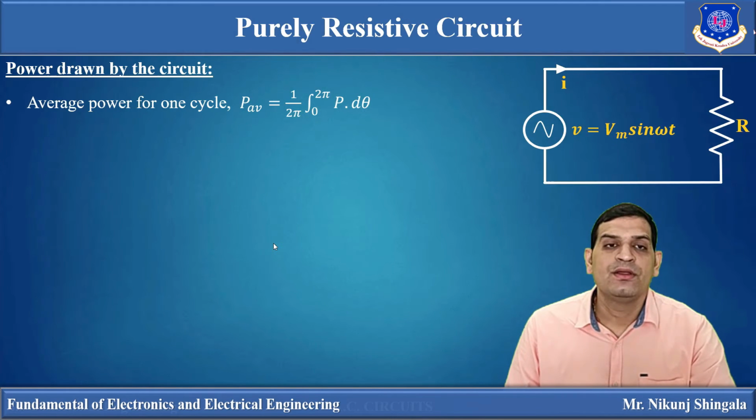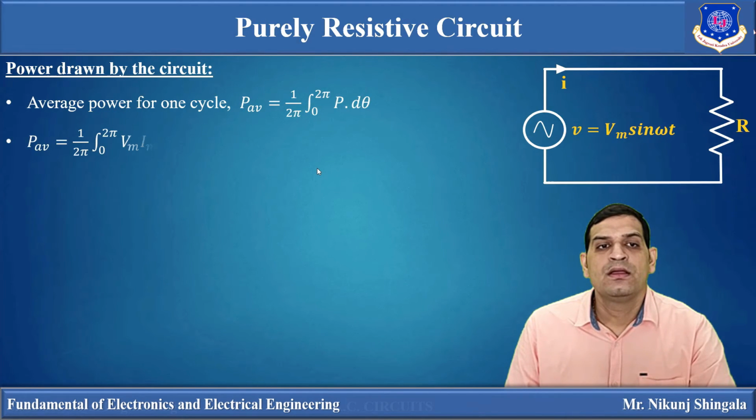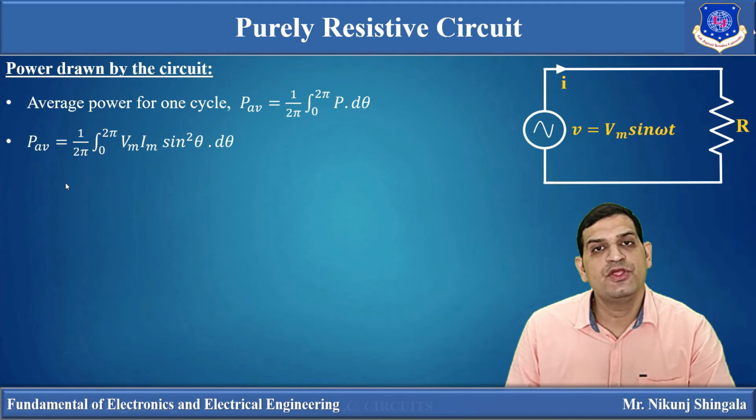Now average power. Average power can be obtained by taking the average of the instantaneous power over one cycle. So it is represented by P average. So P average is equal to 1 divided by 2 pi integration 0 to 2 pi P into d theta, because here we have taken omega t is equal to theta. So here we have written d theta. So P average is equal to 1 divided by 2 pi. Here we have the cycle duration from 0 to 2 pi, so 2 pi minus 0, that is 2 pi. Integration 0 to 2 pi Vm Im sin square theta into d theta.